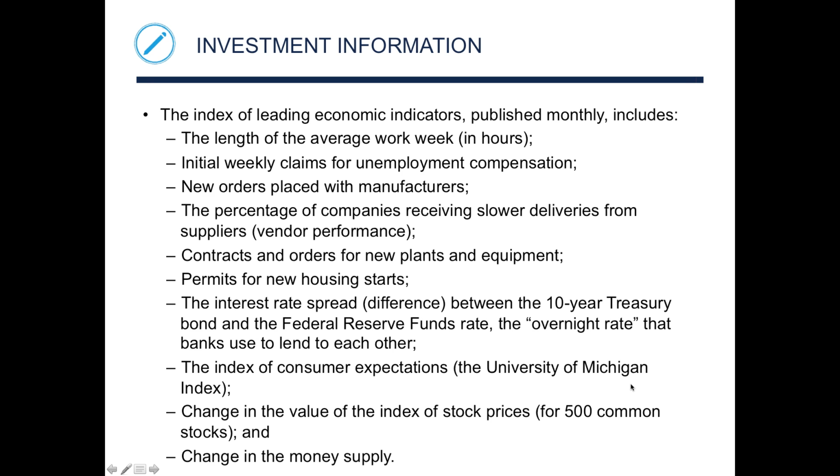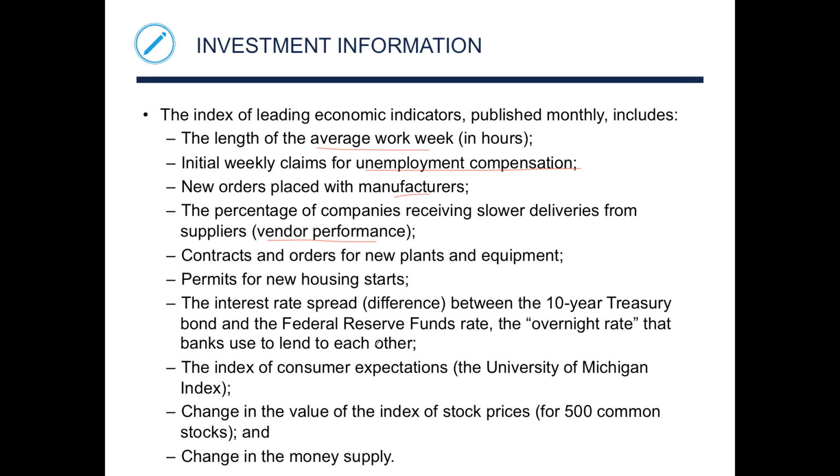Investment information. The index of leading economic indicators published monthly includes the length of the average work week in hours, initial weekly claims for unemployment compensation, new orders placed with manufacturers, the percentage of companies receiving slower deliveries from suppliers or vendor performance, contracts and orders for new plants and equipment, permits for new housing starts, and the interest rate spread, or the difference between the 10-year Treasury bond and the Federal Reserve fund rate, the overnight rate that banks use to lend to each other.